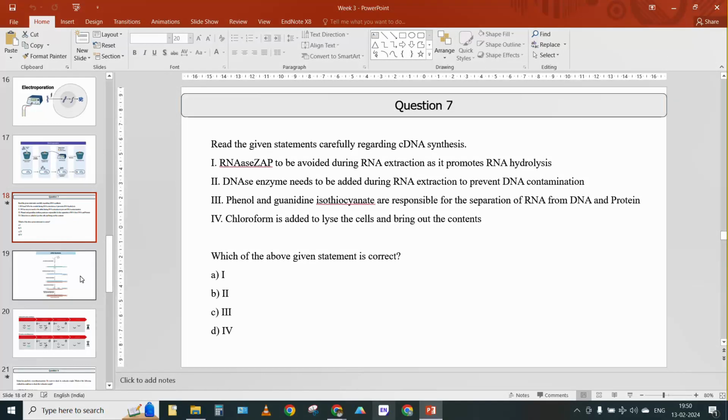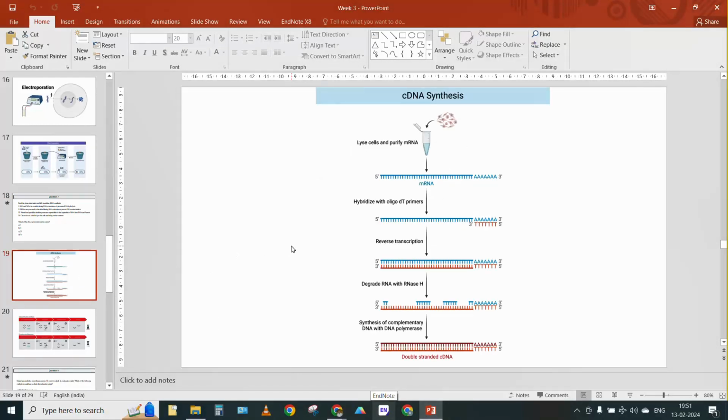So here the cDNA synthesis is given. cDNA synthesis, or complementary DNA synthesis, is a fundamental molecular biology... Am I audible to all? Yes, audible. Okay, just give me 2 minutes. Okay, I'll be back.